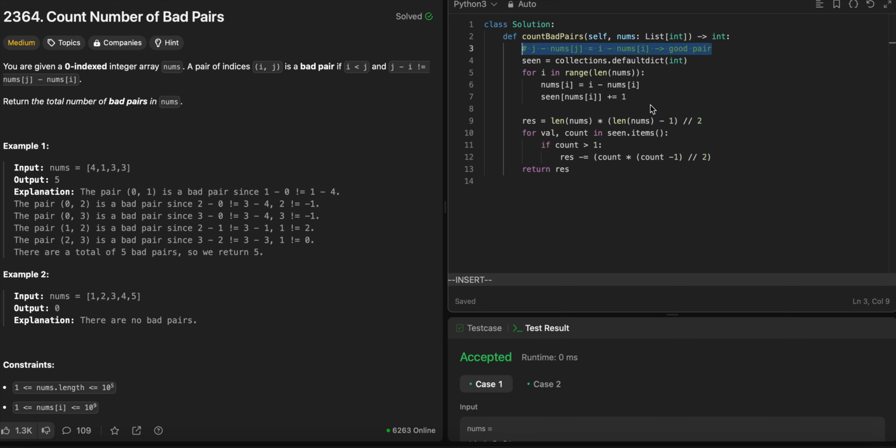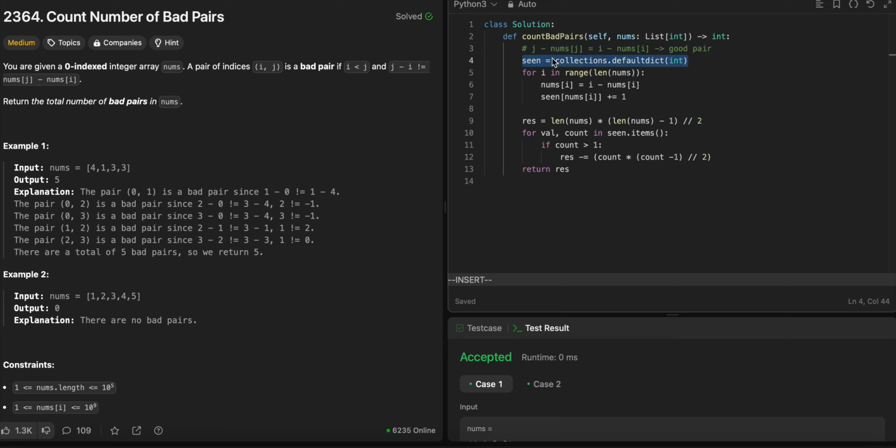So the solution for me was, let's get the count. There's an equation to get the count of all the pairs in an array: n, which is the length of the array, multiplied by n minus 1, divided by 2. That's going to give you the number of pairs in the whole array. So the solution was to get all the pairs, then find a way to get the good pairs and subtract them from the total. That way you get the bad pairs. These kinds of solutions will come with experience. It is what it is.